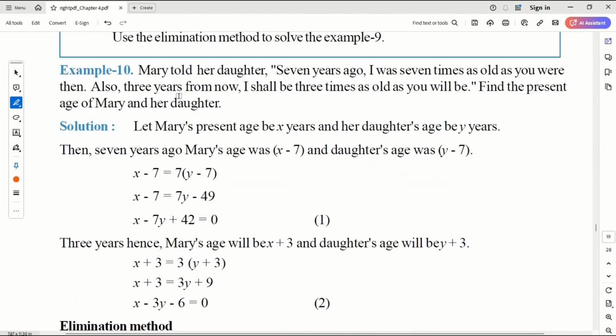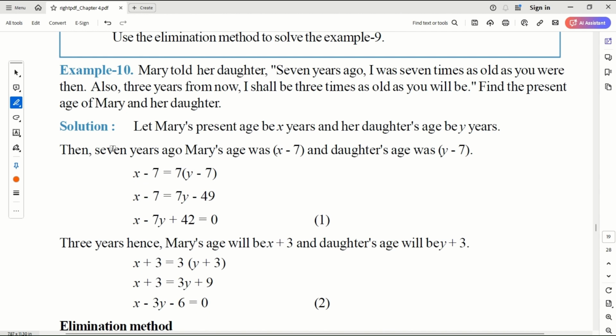Mary told her daughter, 7 years ago, I was 7 times as old as you were then. Also, 3 years from now, I shall be 3 times as old as you will be. Find the present age of Mary and her daughter. So let's take the variables. Present day age you have to find out. So let's call the present age of Mary x and her daughter's age y.